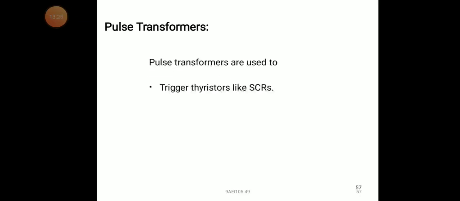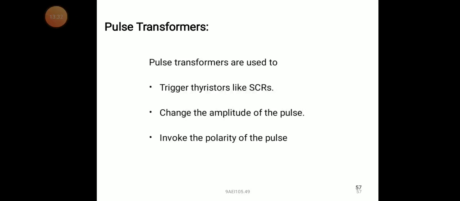The next one is the pulse transformer. So where are we using this type of pulse transformer? Generally, these pulse transformers have an important role. They are used to trigger thyristors like SCRs. Whenever you want to trigger thyristor components like SCR, triac, diac, we use the pulse transformer.